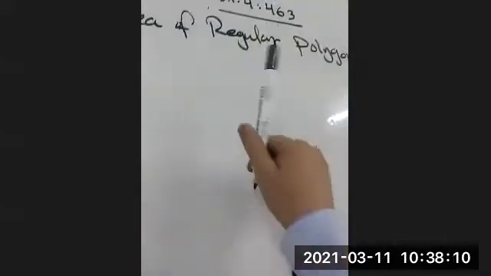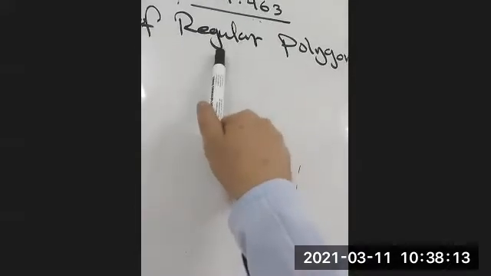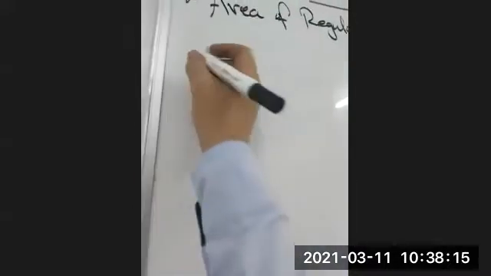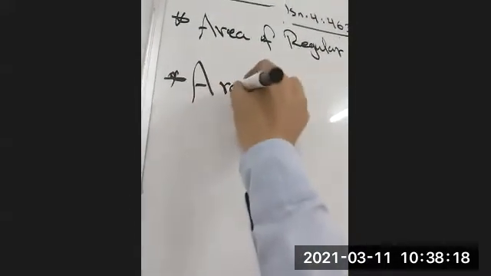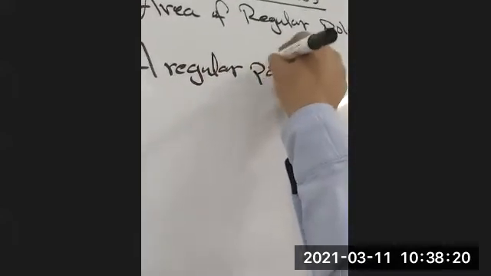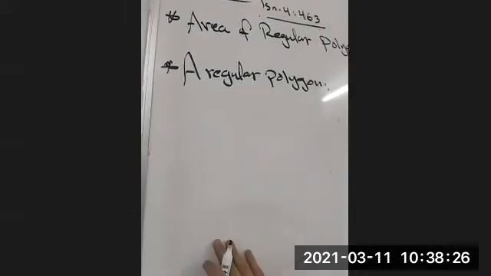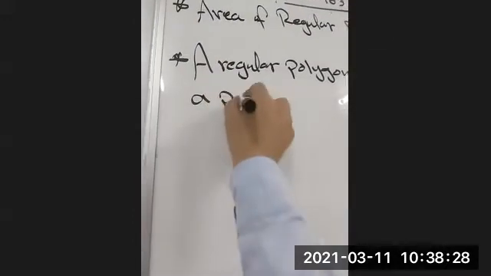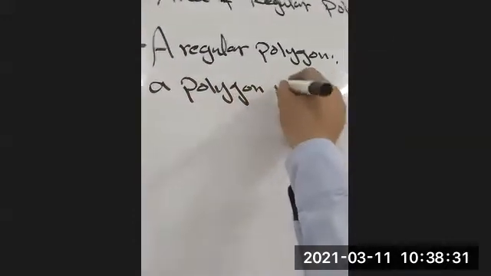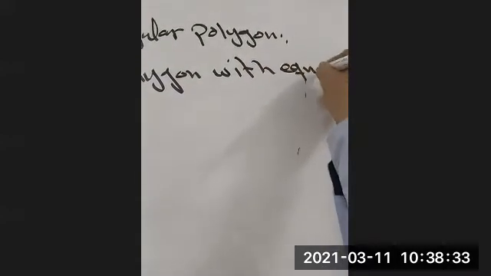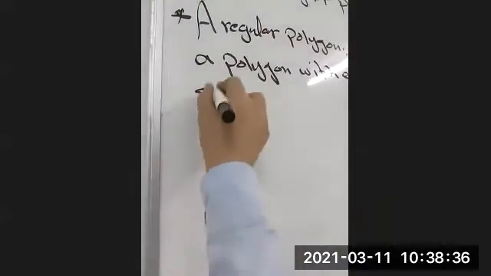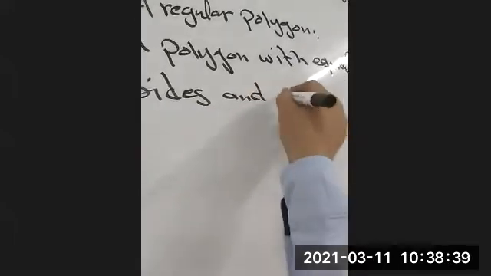Now, how do we find the area of the polygons, guys? Before I start with the area of the polygons, I need to tell you what's the meaning of a regular polygon. What is the regular polygon? A regular polygon is a polygon with equal sides and angles.